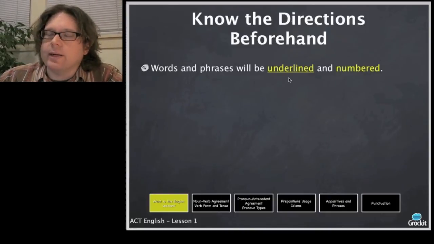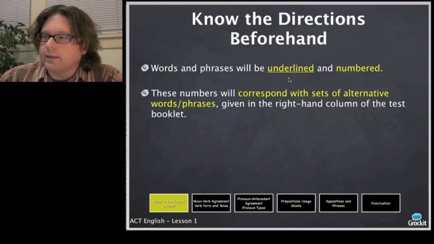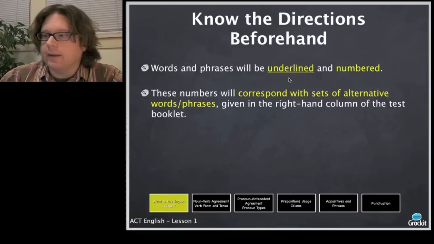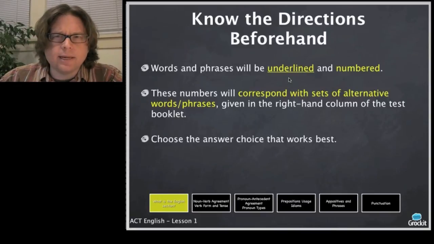The words and phrases will be underlined and numbered. We talked about that. And they'll correspond with sets of alternative words and phrases given in the right-hand column of the test booklet, again, in order. And you need to choose the answer that works best. I've mentioned this a couple times before.